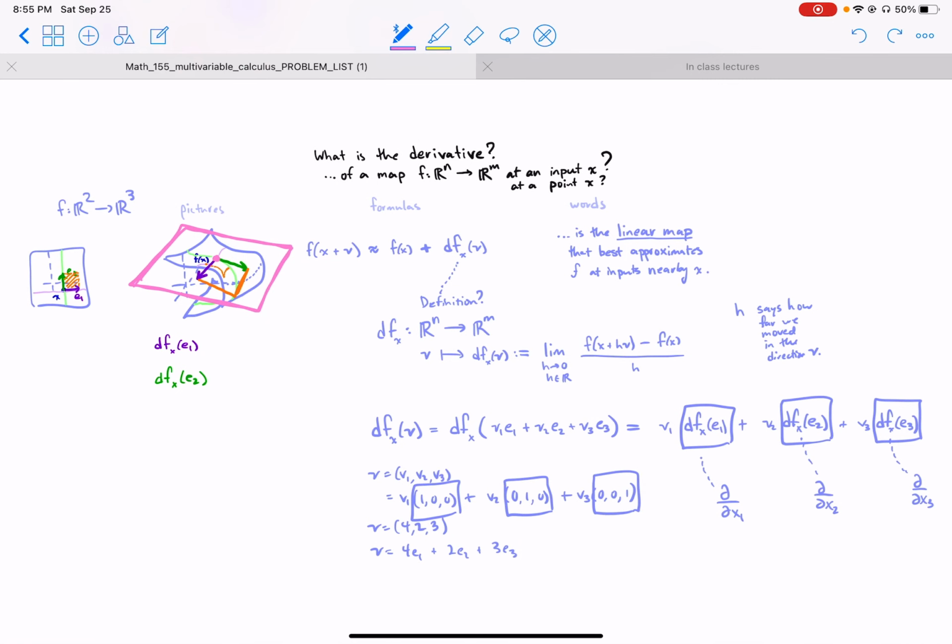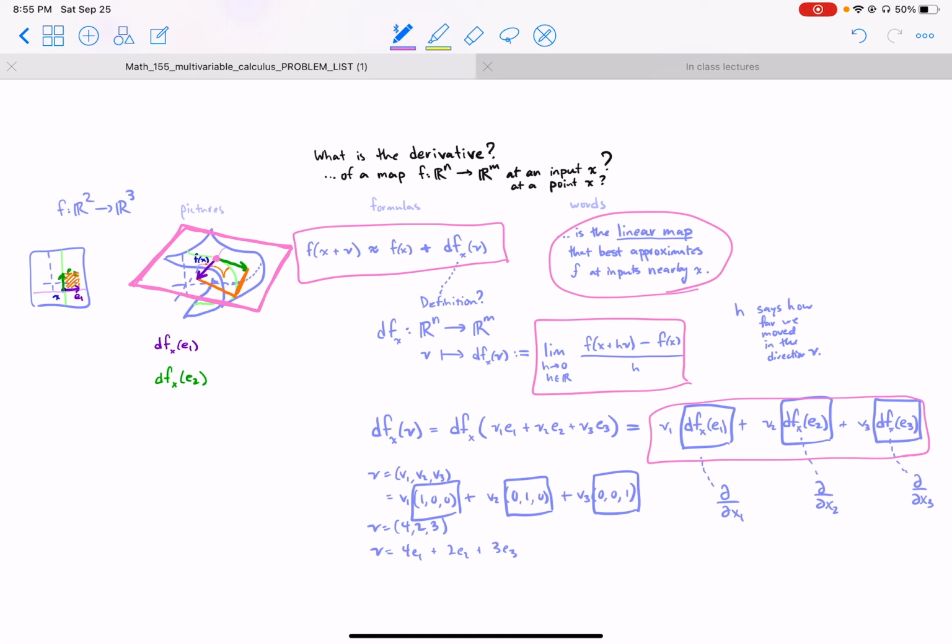Okay, so there we have the derivative in formulas as an approximation and limits, and then using linearity to actually compute it. We have the derivative in words. It's the best linear version of f. And we have the derivative in pictures. Here we see the nonlinear surface, the image of f, and here we see the image of the derivative.